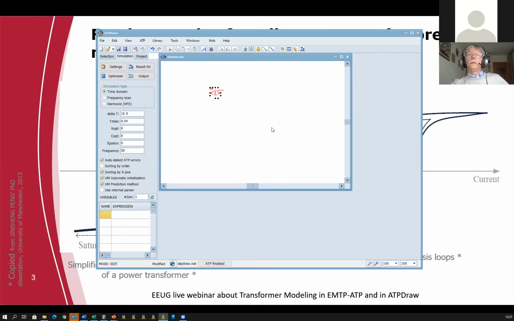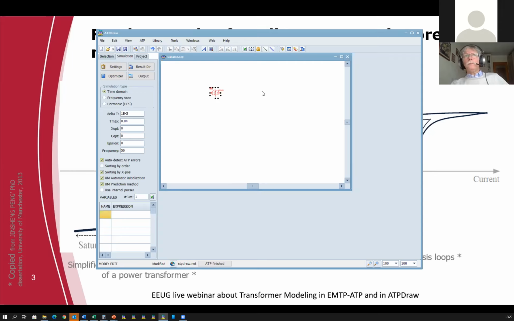ATPDraw, as far as I know, right now supports only time domain or frequency domain modeling in some way, but FRA analysis input data cannot be used for transformer modeling. Maybe colleagues on the EEUG side know more about it, because some years or some months ago I read some words about some work underway on this model development, but I personally don't know anything about that.